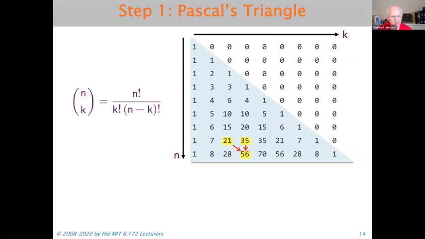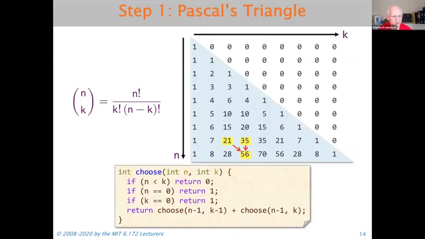So this code shows how you can compute the choose function. Okay, this is not pre-computation yet. This is just a better algorithm. If n is less than k, you return 0. Otherwise, if n is equal to 0, you return 1. Otherwise, if k is equal to 0, you return 1. And otherwise, you return the choose recursively of the two numbers above it.